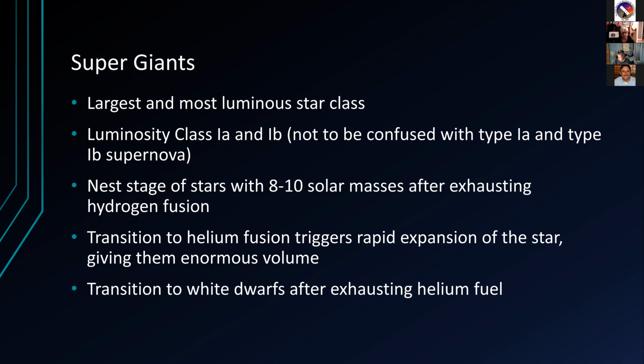They begin to fuse helium, which triggers a massive expansion of the star and leads to their tremendous size. Once these stars exhaust all of their helium fuel, they will then typically transition into a white dwarf star, which will also be similar to this. Our sun is not massive enough to be a supergiant. It will transition into a normal red giant, but then will also end up as a white dwarf.